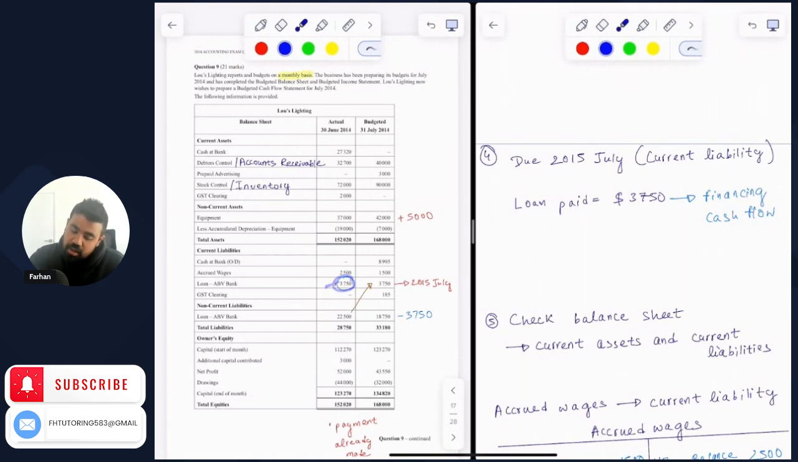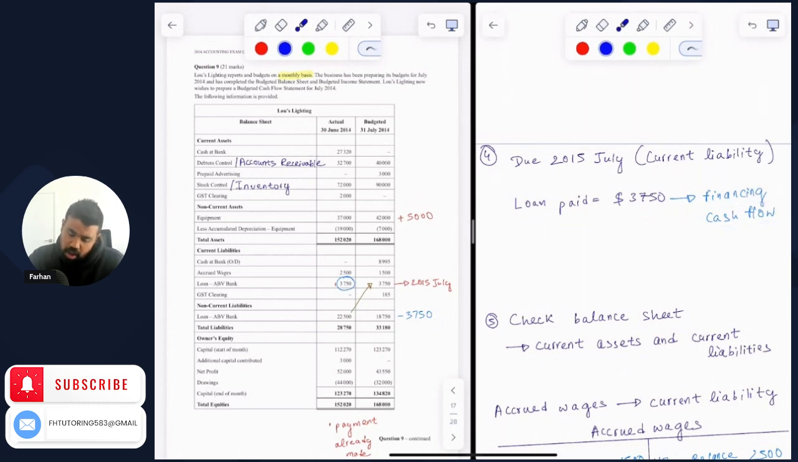Which means this loan repayment we are making in July of $3,750 is a financing cash flow, mainly a financing cash outflow. The reason we call this a financing cash flow is because this loan would have been used in the business for helping the business finance its regular operations. So this was part of investment within the business. That is why this is called a financing cash flow.